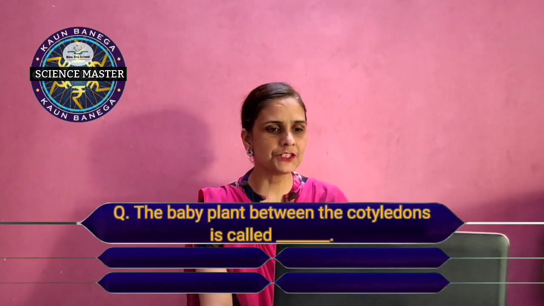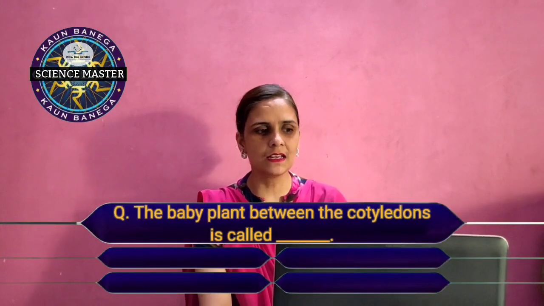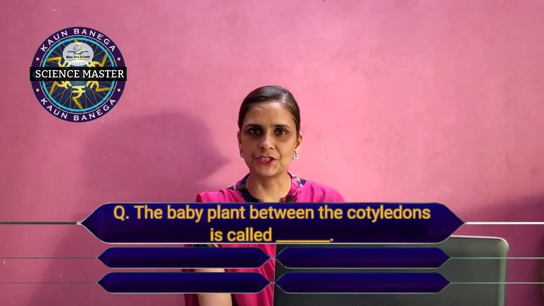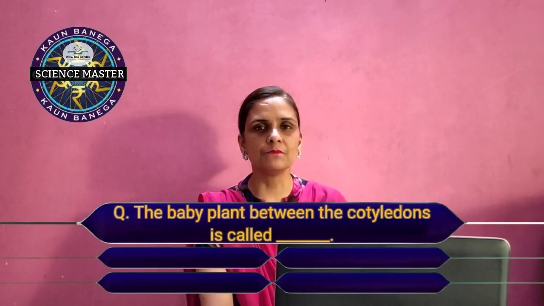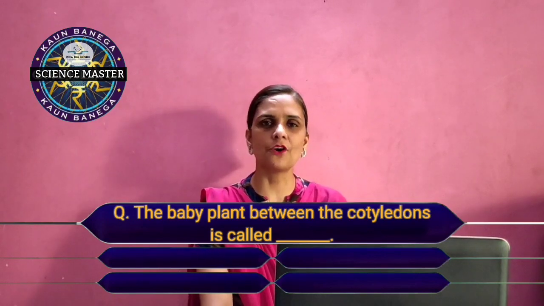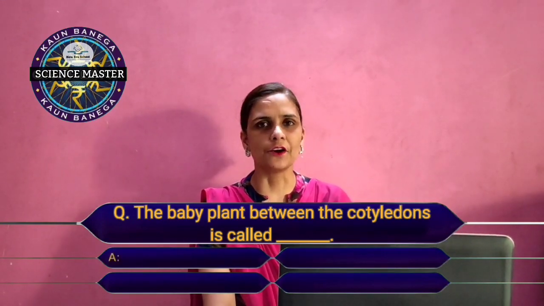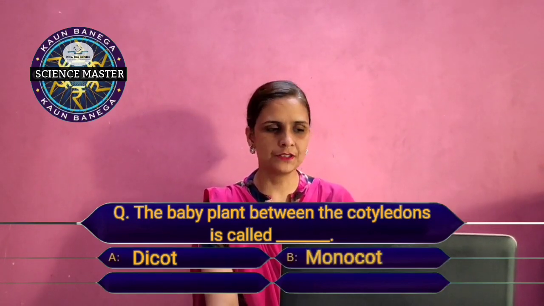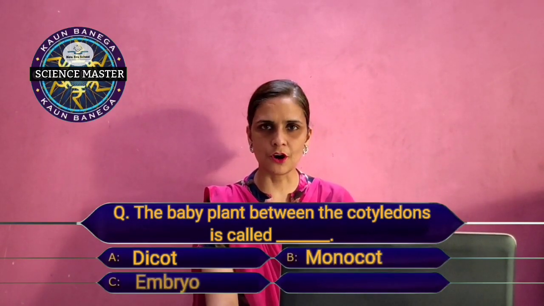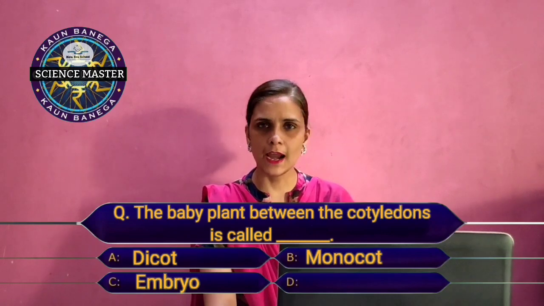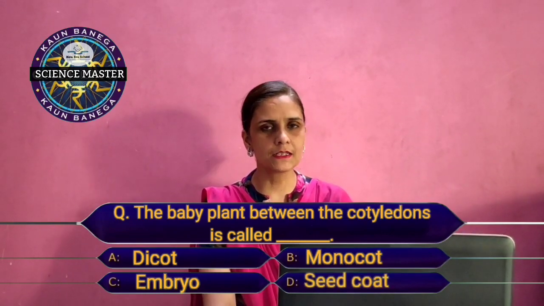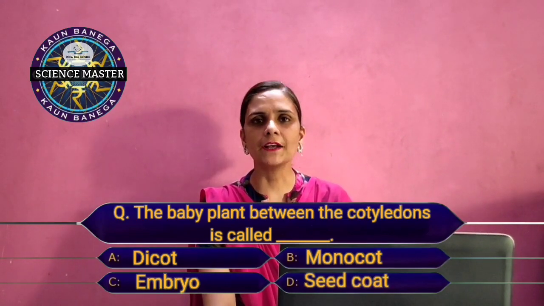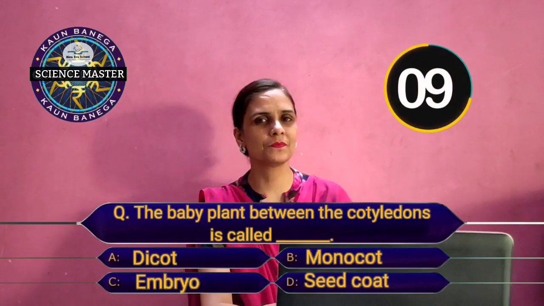So here comes the next question on your screen. The baby plant between the cotyledons is called dash. And your options are A. Dicot, B. Monocot, C. Embryo, or D. Seed coat. And your time starts now.